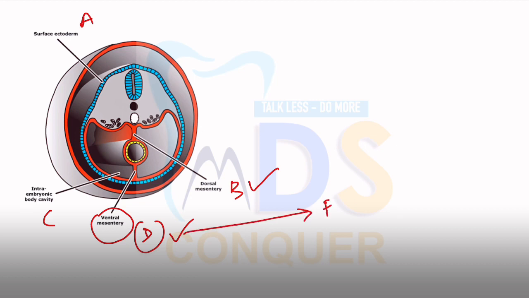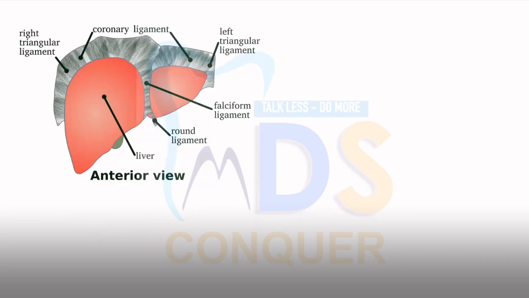The main important ligament that is derived from the ventral mesentery is the falciform ligament, which is basically a ligament of the liver. Again, this question was repeated. A similar ligament based question on ligaments of the liver was given in the NEET examination too. So, the ligaments of the liver: one is the falciform ligament, which is derived from the ventral mesentery.